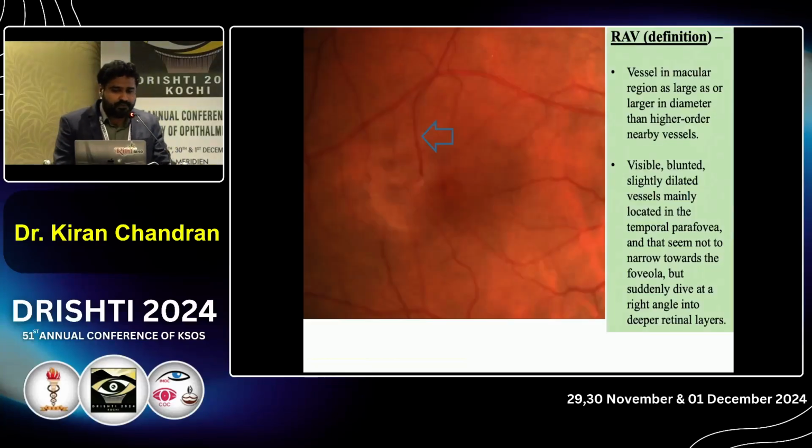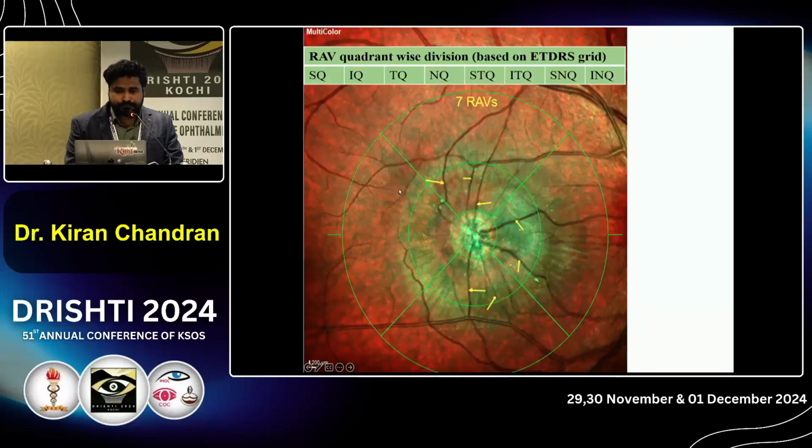So RAV is defined clinically as per the Gass-Blodi staging as follows. They appear as vessels with a dilated and more prominent appearance and which bends at a sharp right angle into the deeper retinal layers. So the quadrant-wise classification of RAV was done by placing an ETDRS grid into the center of the fovea and dividing it into 8 broad divisions using ETDRS subfields.